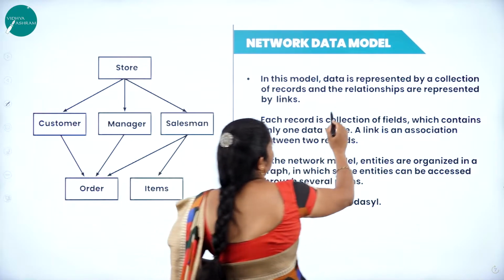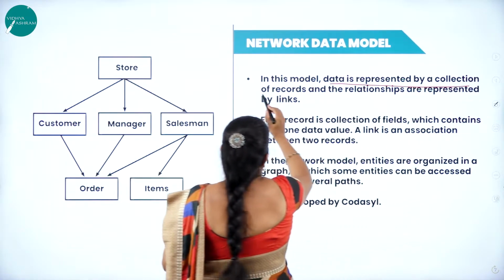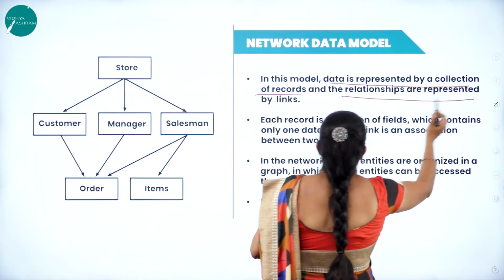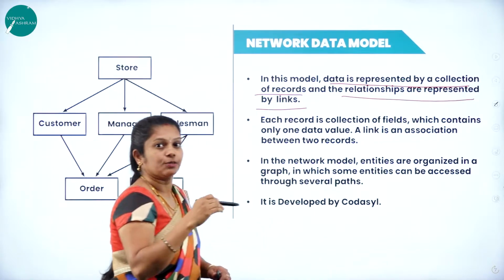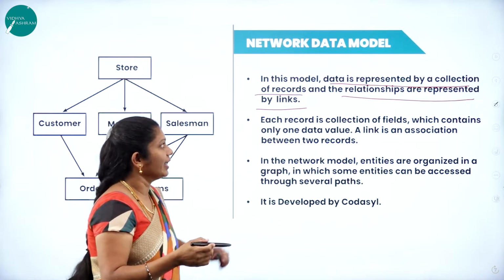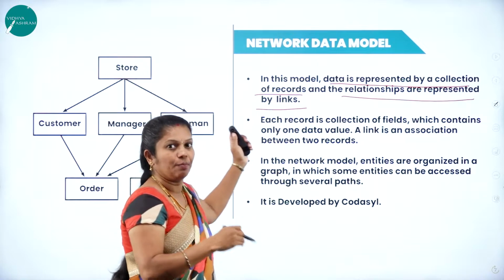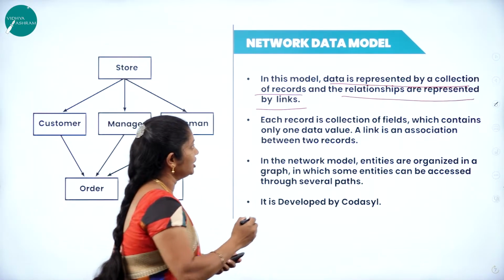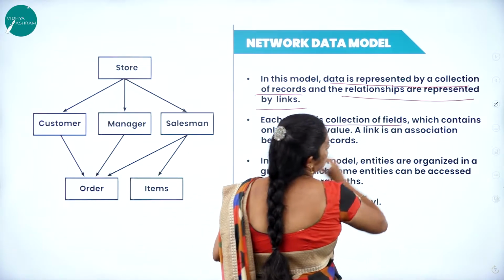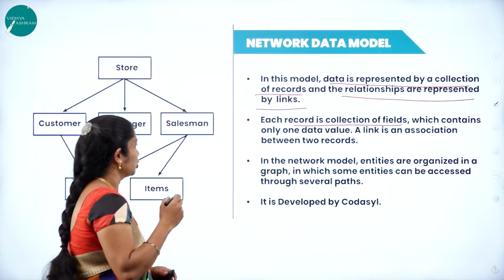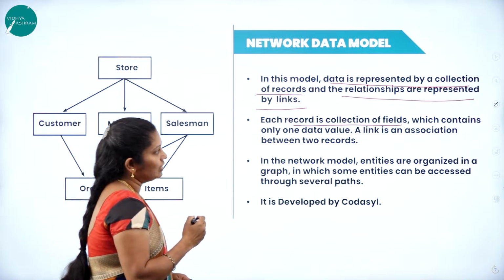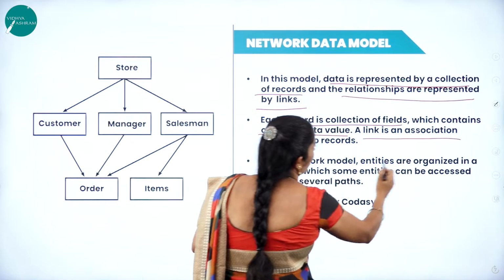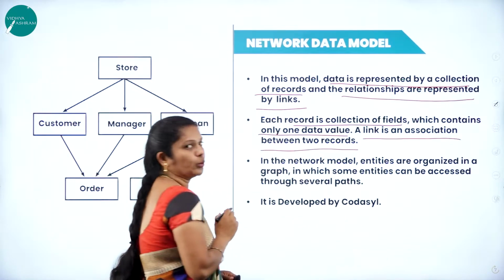In this model, data is represented by a collection of records, and the relationships are represented by links, especially in graph format. Here also we have relationships, data, records, and a link. Each record is a collection of fields, which contains only one data value, and a link is an association between two records.